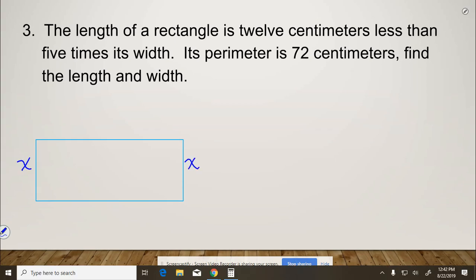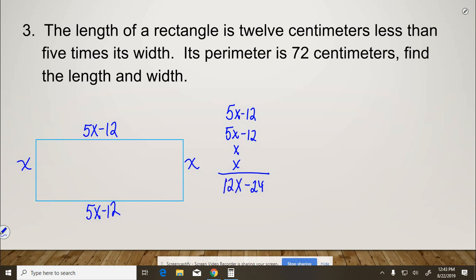Then we're going to build an expression for the length based on the fact that the width is x. So we again know that it is 12 centimeters less than 5 times the width. So 12 less than 5x would be 5x minus 12. And now we can write our equation. So we've got 5x minus 12, 5x minus 12, x and x. Negative 12 and negative 12 make negative 24. 5 and 5 is 10 plus 2 more is 12x. So that 12x minus 24 is the expression that represents the perimeter.